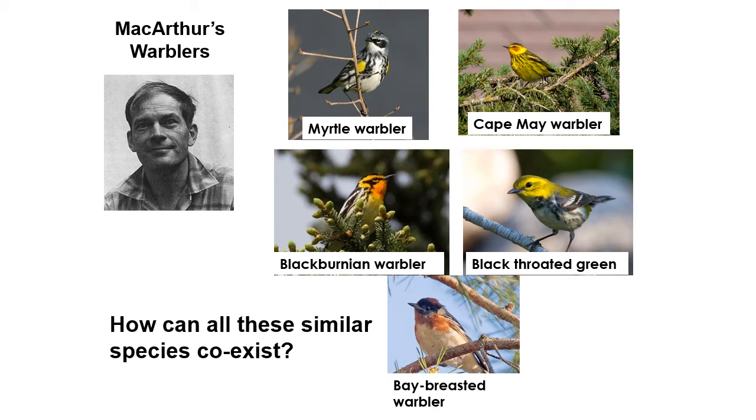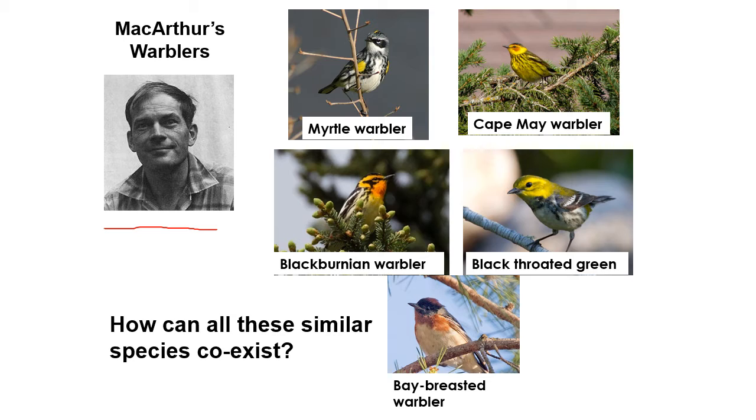Okay, so a really classic study on niches was done back in the 50s by Robert MacArthur. Robert MacArthur was an early ecologist, a really famous one, who did a lot of really influential work in ecology. Basically, he was working on the coast of Maine, and he was looking at these 5 different species of wood warblers. You can see them here: the myrtle warbler, Cape May warbler, Blackburnian, black-throated green, and bay-breasted.